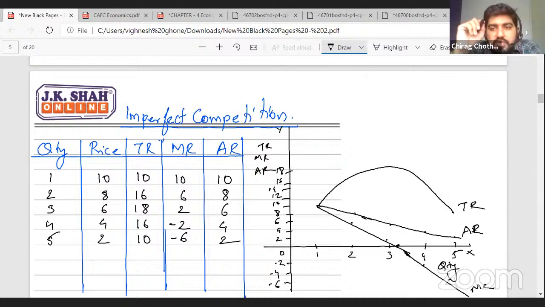The only thing that you need to be clear about, it is MR curve and AR curve. Both are downward sloping. Will you remember that? Yeah. And MR curve can become negative. MR can be positive, MR can be negative, MR can be 0. AR cannot be 0. AR cannot be negative because price cannot be negative. TR cannot be negative. TR will always be positive. Very clear in this. So that's imperfect competition for all of us.